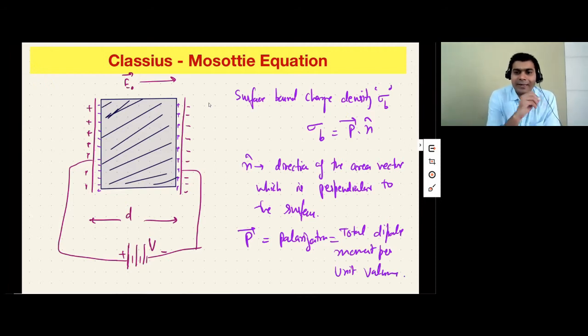In this case, we are going to assume P is uniform between these two plates. The direction of P will be from the negative to the positive bound charges. However, we discussed the case of non-uniform P as well in the last video, and I discussed that in that case, not only the surface but also the volume will acquire a charge density when P is non-uniform.